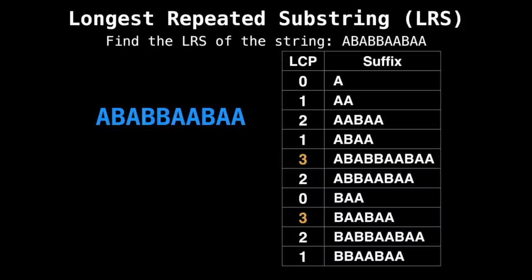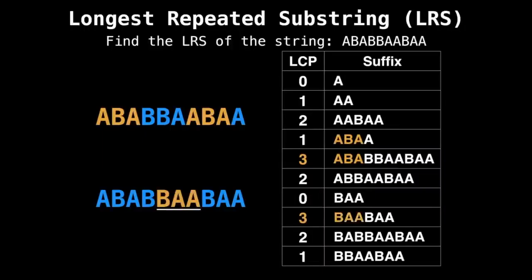Visually, for this first longest repeated substring, we have ABA, which appears at the start, and then ABA again closer to the end. The other repeated substring is found using the second largest common prefix value, and its first occurrence is found here, and the second one just next to it.